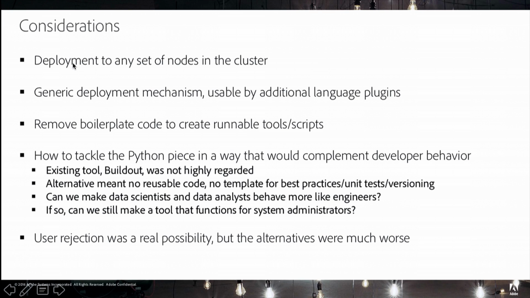We wanted to be careful because we knew, especially with build out, user rejection was a real possibility, but the alternatives were much worse. They were going to try and re-implement in their own way, and we wouldn't have any common base to work from.